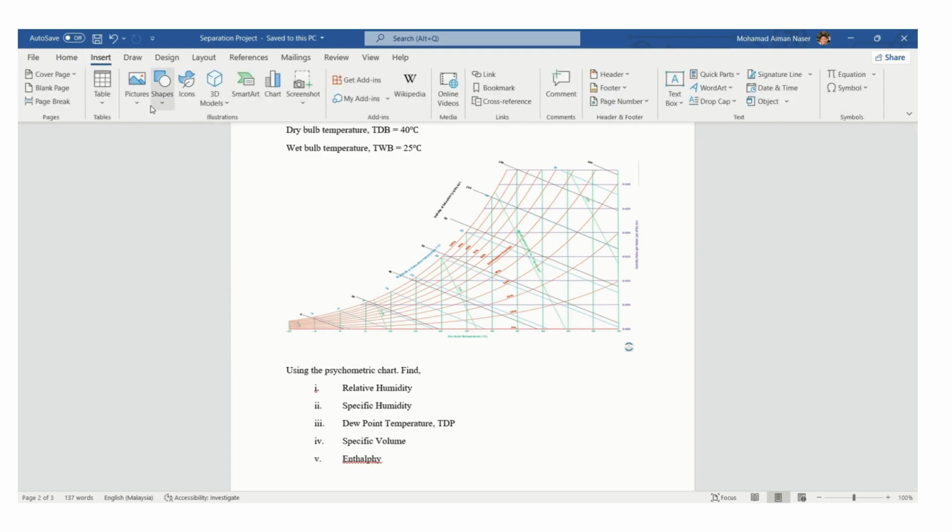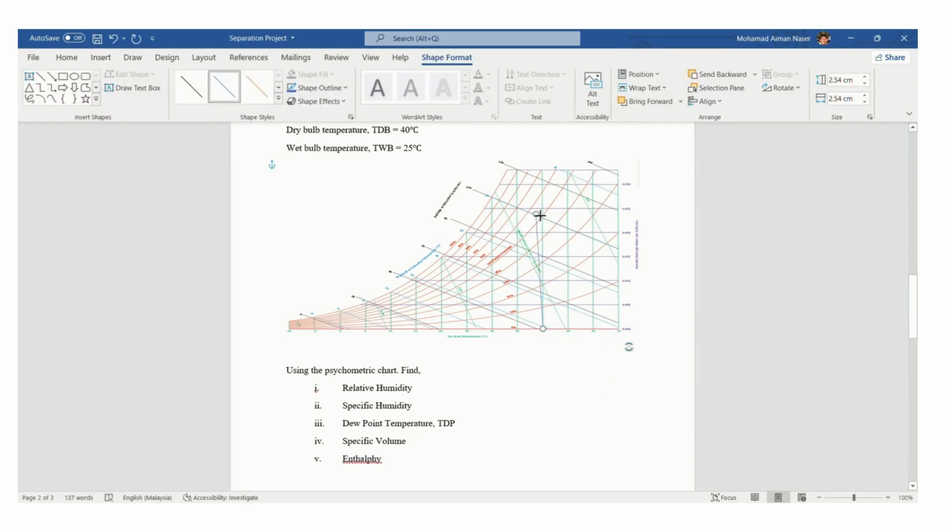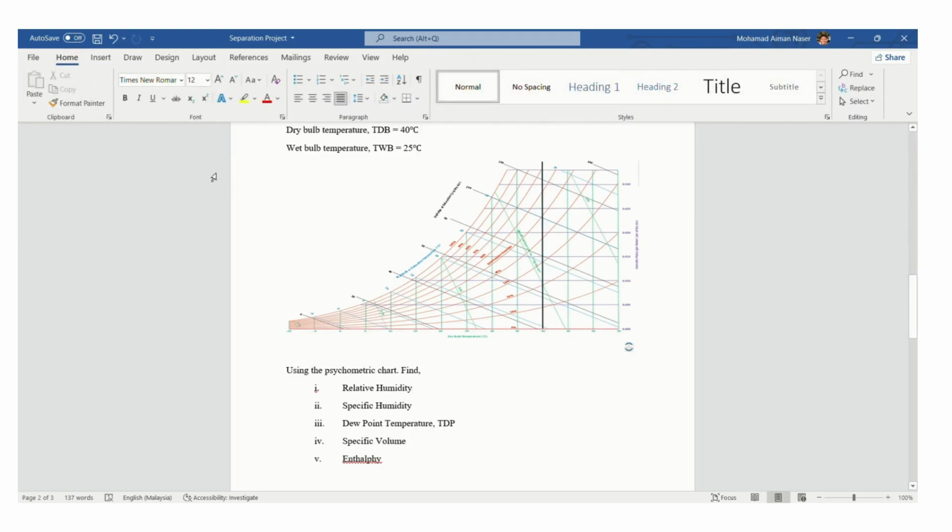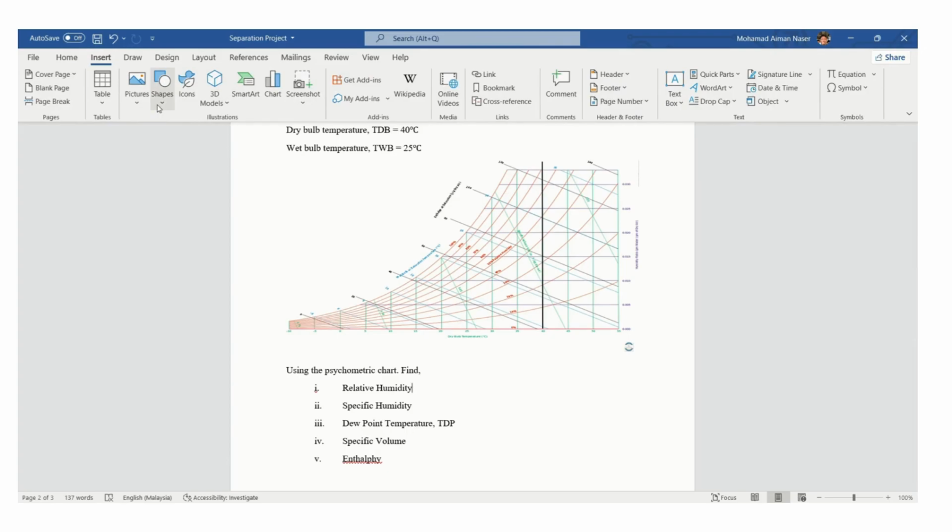Now we take a line first. Now we point at the 40 degrees Celsius at dry bulb temperature. So here is the dry bulb temperature. Right. Now we will point the wet bulb temperature. Take the line. Wet bulb temperature is equal to 25 degrees Celsius. So here is the line of wet bulb temperature.